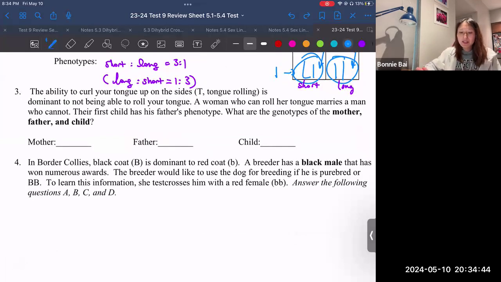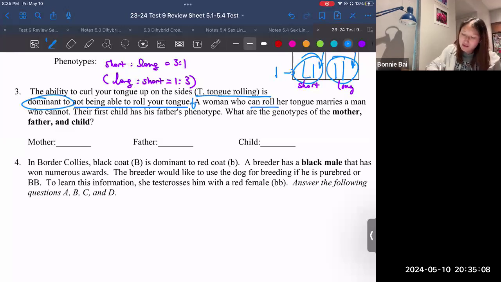Speed round. The ability to curl your tongue up on the sides, the tongue rolling, is dominant. Okay, so big T is tongue rolling. And then not being able to roll your tongue. Whoa. It didn't give us a letter. But you can do this. We got the big T. Well, this has to be, it says dominant. That means not being able to roll your tongue, that's your little t. Okay.